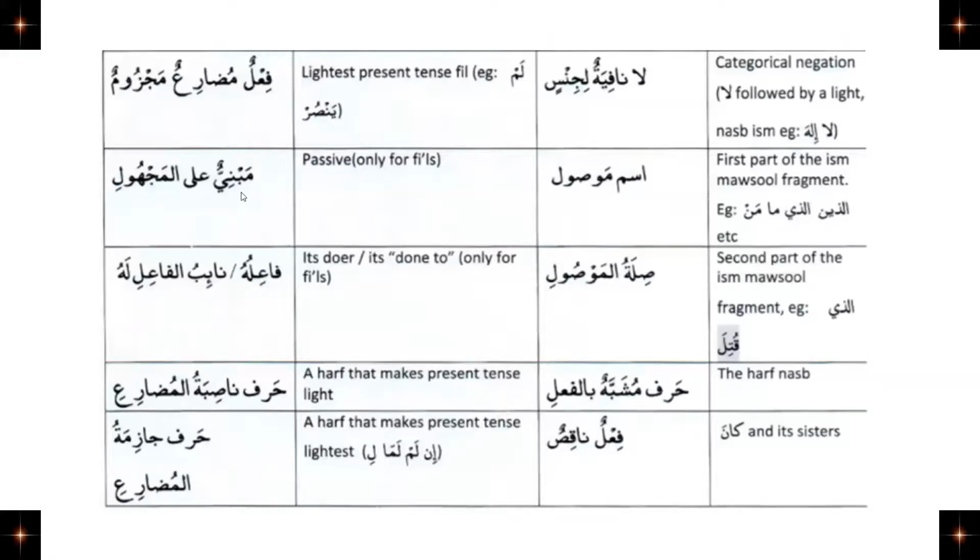Fil mudari majzoom, mabni lil majhul, fa'il and naib al fa'il. Of course, we say fa'il when the sentence or the fi'il is active. We say naib al fa'il when the fi'il is passive. Harf nasibat al mudari are the harfs that cause the fi'il mudari to be nasb. Harf jazmat al mudari are the harfs that cause the fi'il mudari to be majzoom. Nafiya lil jins. It's very interesting. I mentioned it, I think, once or twice.